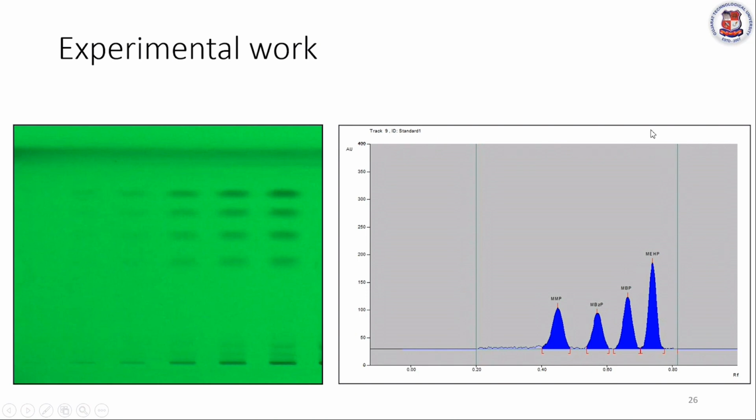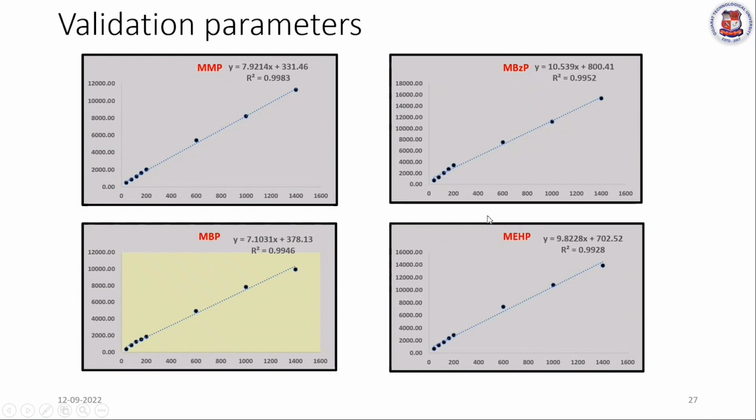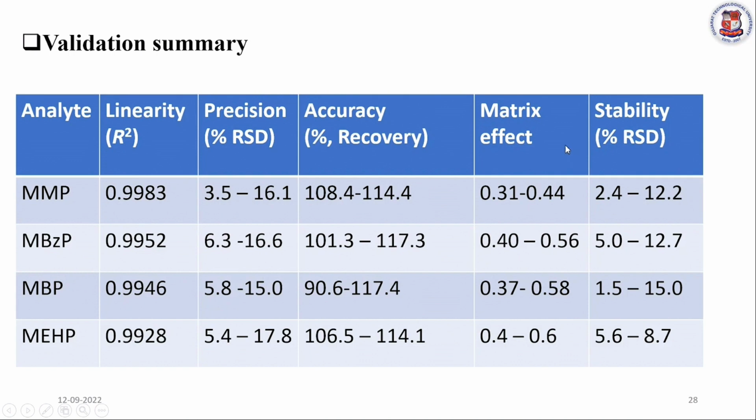This is the real experimental work. We have separated all four phthalates, and good chromatographic separation was achieved, as presented here. We have also obtained good linearity for phthalate content in the urine matrix, and this is the validation summary. All the linearity was more than 99.99, so it is a good condition. Then, looking at the precision, accuracy, matrix effect and stability data, it can be further utilized for bioanalytical methods for routine monitoring.